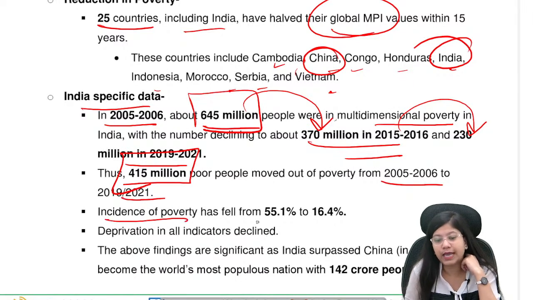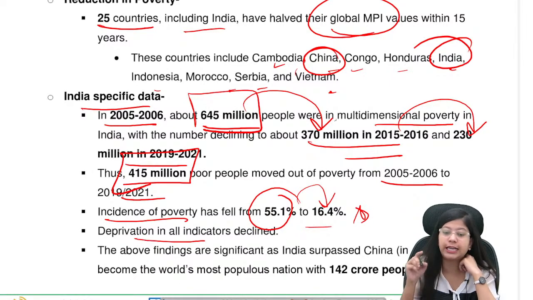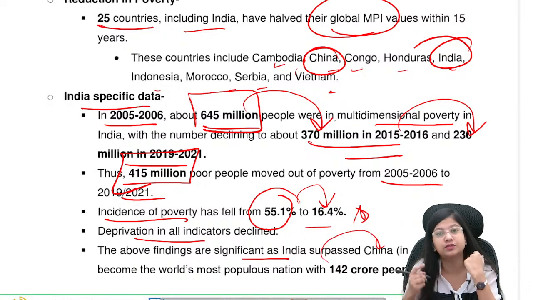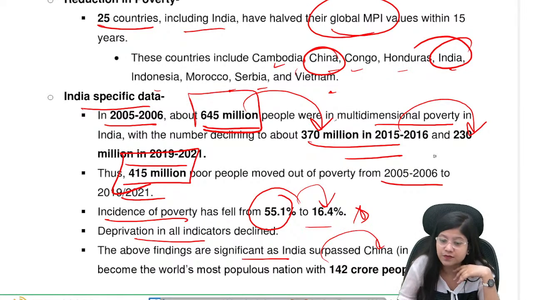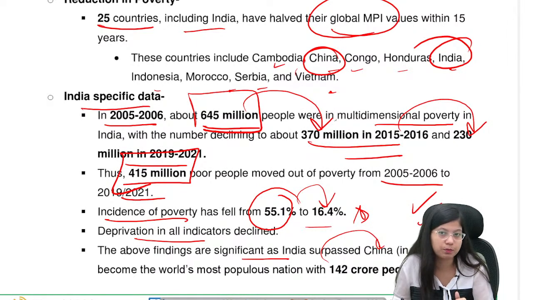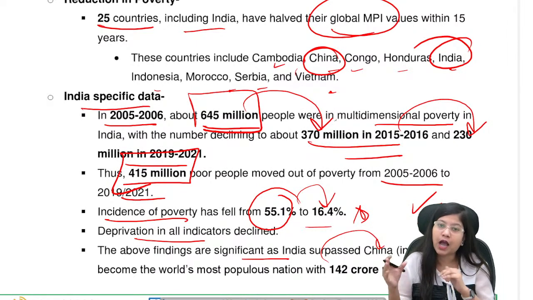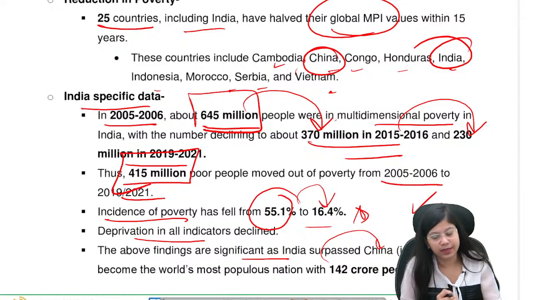Incidence of poverty has also fallen from 55.1% to 16.4%. Again, a very good achievement for India. Deprivation in all indicators declined. The above findings are significant as India surpassed China in April 2023 as the world's most populous country. So that is why it is very important how many poor people we have, how many multidimensional poor people we have, and how much progress we have made in uplifting them.